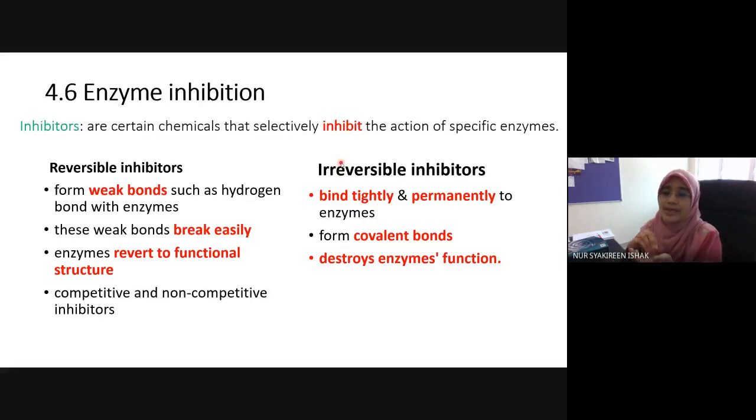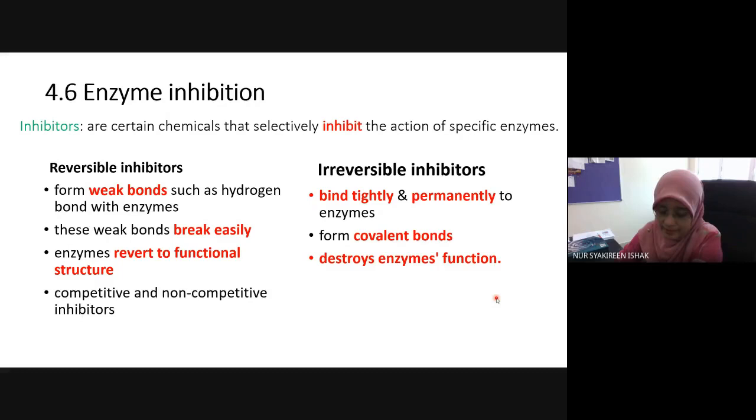So why do you classify these inhibitors into these two groups? It is based on how the inhibitors bind to the enzyme, how the interaction is between the inhibitor and the enzyme. For reversible inhibitors, they form weak bonds, such as hydrogen bonds, with the enzyme. Because they form weak bonds, these bonds can easily be broken. As long as the inhibitor is bound, the enzyme will not function. But if the bonds are broken, the inhibitor is released from the enzyme, and the enzyme can function again. That's why it says here, the enzyme reverts to its functional structure.